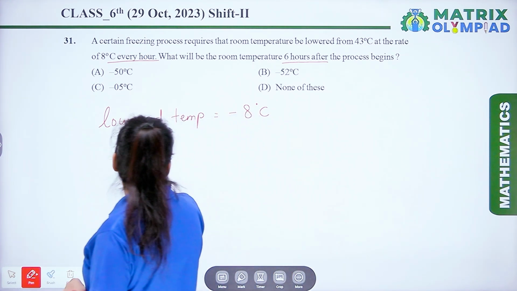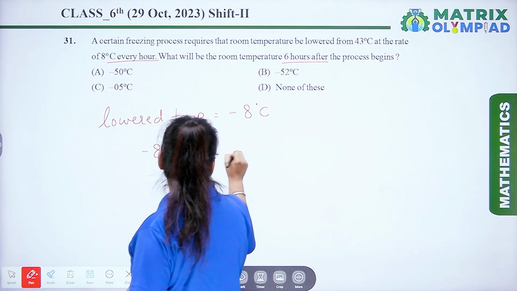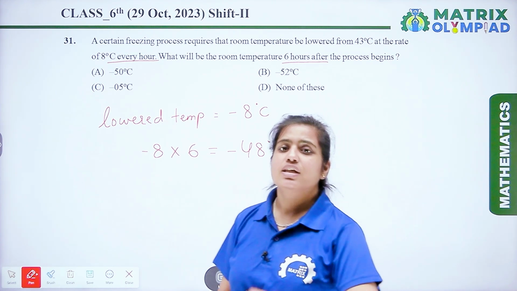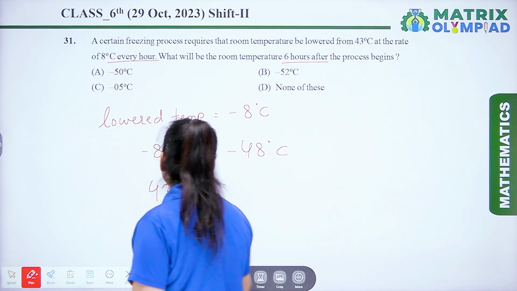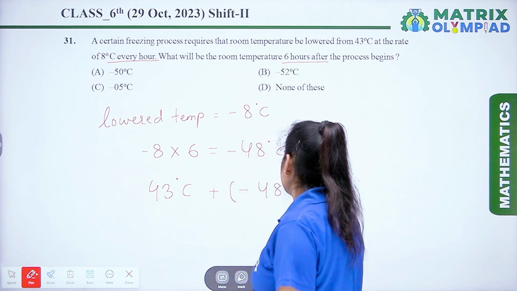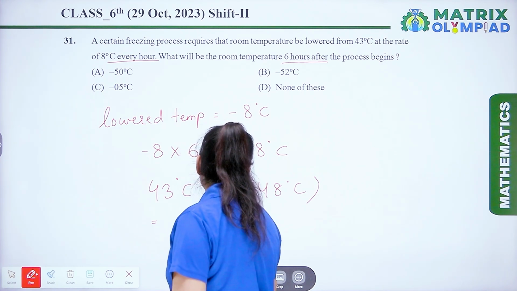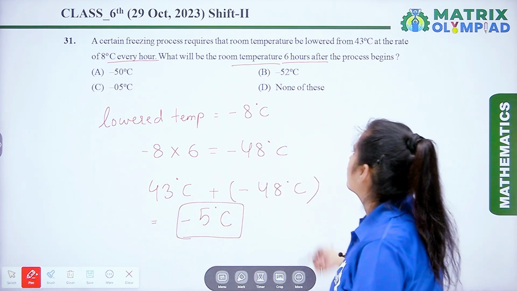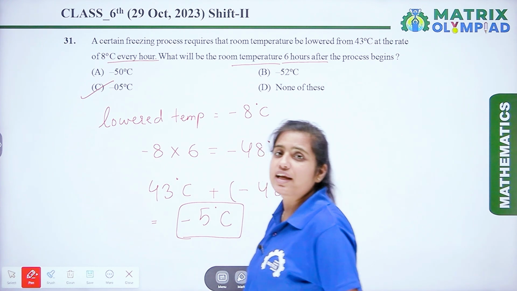So let's calculate. -8 multiplied by 6 gives us -48 degrees Celsius. It means -48 degrees Celsius is the lower temperature. Now the initial temperature was 43 degrees Celsius plus -48 degrees Celsius. So here we get -5 degrees Celsius. So -5 degrees Celsius is the room temperature 6 hours after the process began. So here option C is the correct answer.